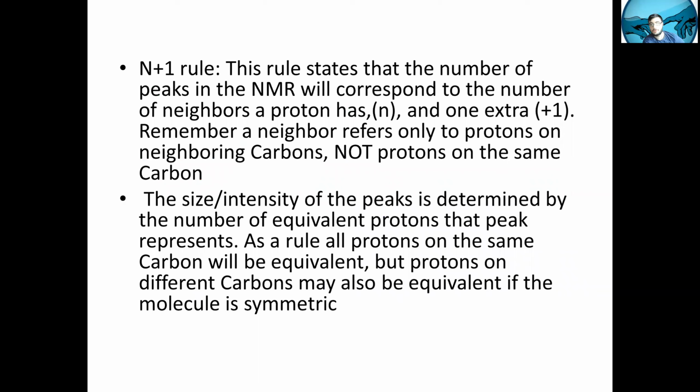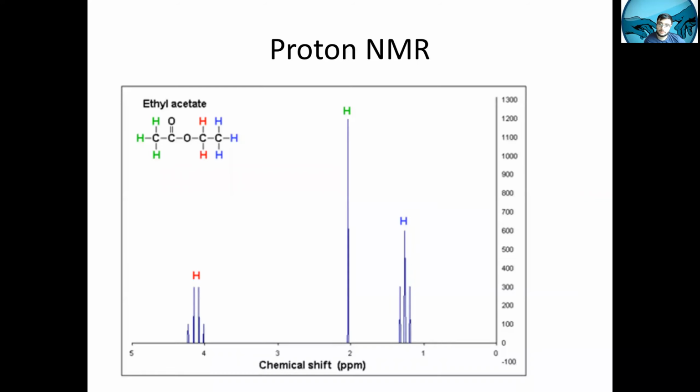So the n+1 rule, this is the neighbor rule. This rule states that the number of peaks in the NMR will correspond to the number of neighbors a proton has, which is n, and 1 extra, so n+1. Remember, a neighboring proton refers only to protons on neighboring carbons, not protons on the same carbon. So let's see. Neighbors. We'll start with this blue hydrogen first, and this corresponds to this peak, color coded blue. So how many neighbors does this blue hydrogen have?